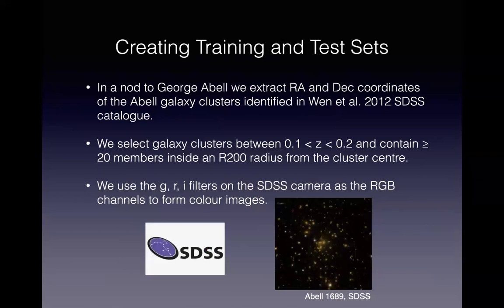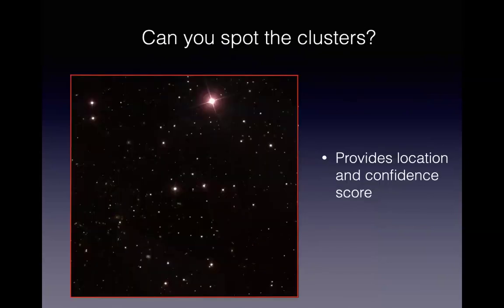In a nod to George Abell, we extracted the RA and Dec coordinates of the Abell galaxy clusters, which were identified in Wen's SDSS catalog of all the clusters in SDSS. We selected clusters between redshift 0.1 and 0.2, so quite easy to see, with at least 20 members inside their R200. And we used g, r, i filters to make RGB images.